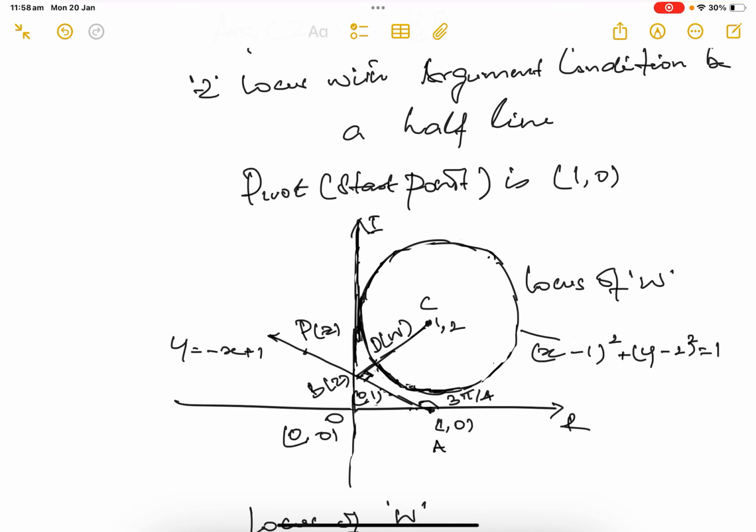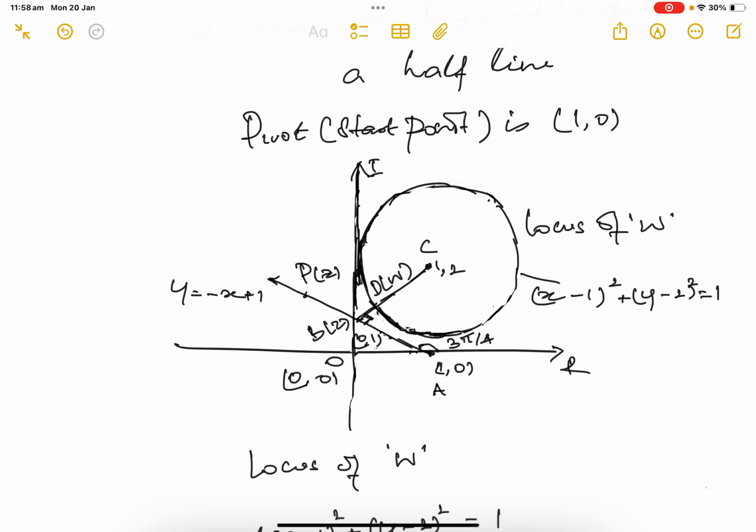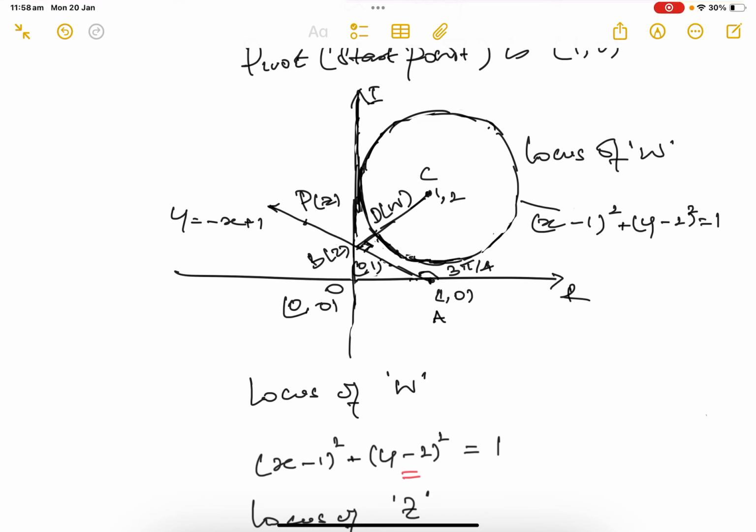Then sketch the locus of w and z. Please accept my apologies for a poor sketch. It is how much I could have achieved.